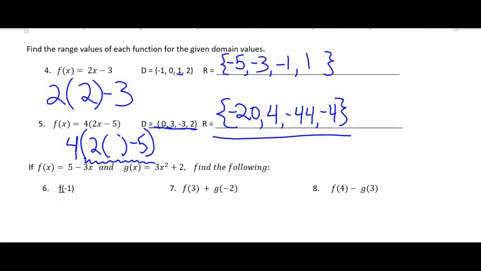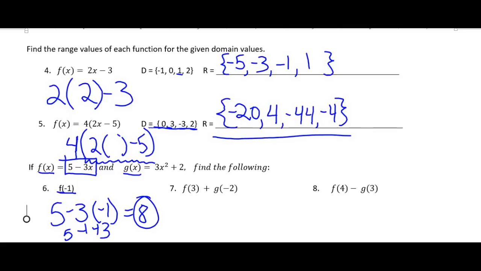Next, number 6, we have 2 functions, f of x and g of x. Number 6 is asking for f of -1. So we're going to use the f function, which is 5 minus 3x. And we're plugging in -1 as our x. So work that out. 5 minus -3 gives us, change, that's going to give us 8.